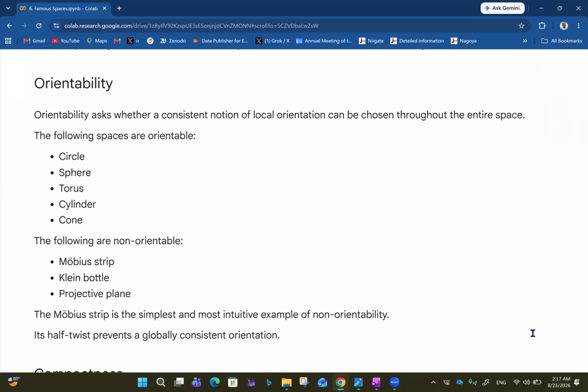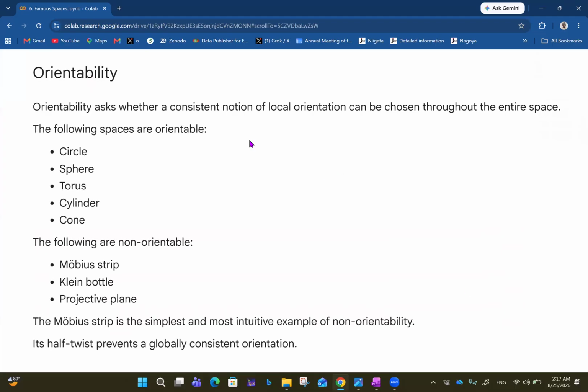Then we talk about orientability. Orientability asks whether a consistent notion of local orientation can be chosen through the entire space. The following spaces are orientable: circle, sphere, torus, cylinder, and cone. But the following are non-orientable: Mobius strip, Klein bottle, and projective plane. I mean, the popular ones are orientable, including torus, but these ones that are not so popular are not orientable. So the Mobius strip is the simplest and most intuitive example of non-orientability. Its half twist prevents a globally consistent orientation. So it should have really been like a ring or something like that.